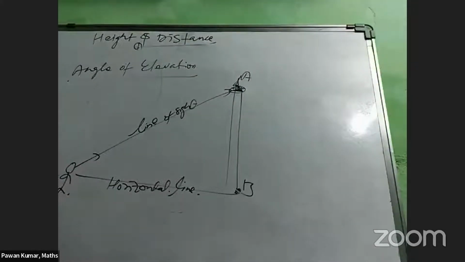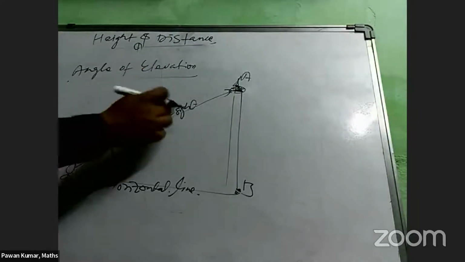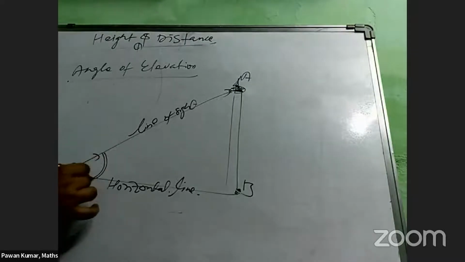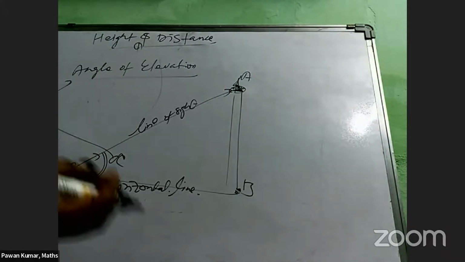If I'm seeing from this point, let me name it point A, to this point B, then the angle between this line of sight and this horizontal line creates some angle here. Let it be alpha. This alpha is nothing but the angle of elevation, because I'm seeing that thing from the ground and keeping my head up. How much I am keeping my head up, that angle is nothing but the angle of elevation.